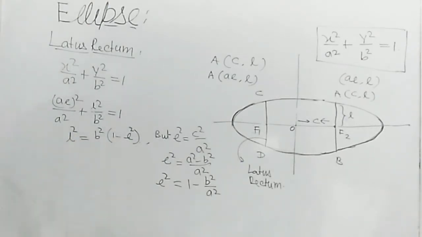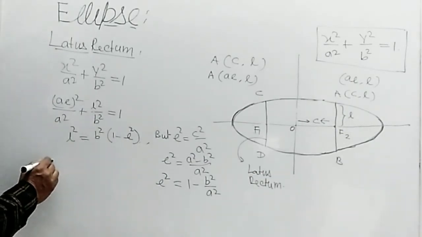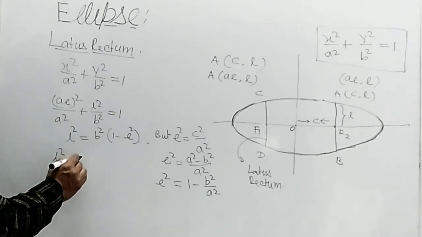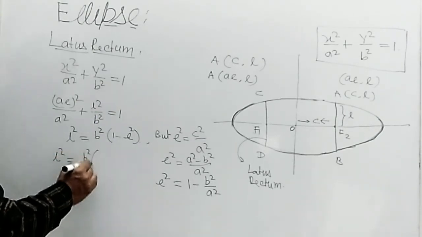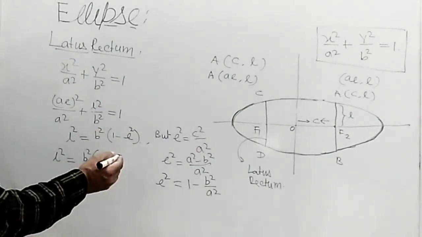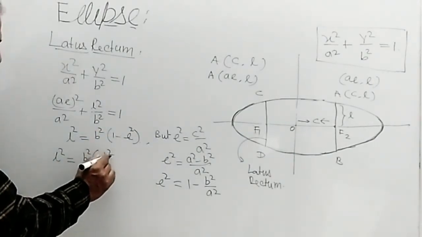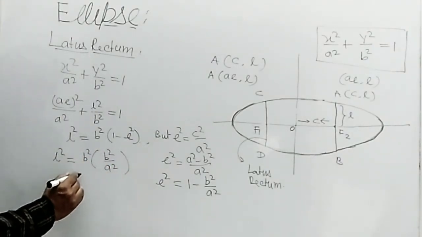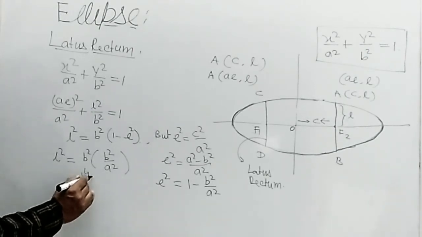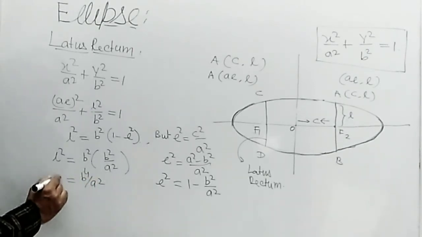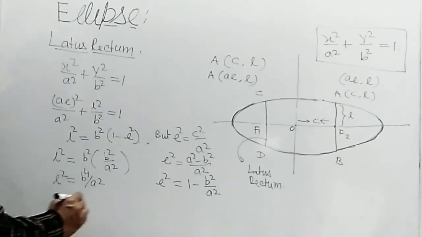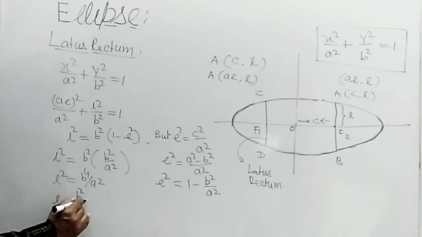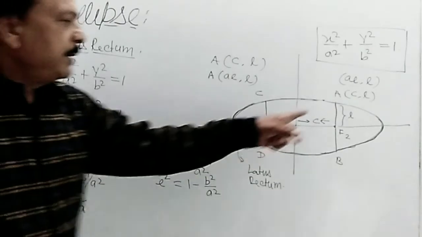So write the value of e square. So here L square equals b square into (1 minus 1 cancel), so we write here b square upon a square into... that is b to the power 4 by a square. This is L square. So this implies that L equals b square by a. So this is the length L.